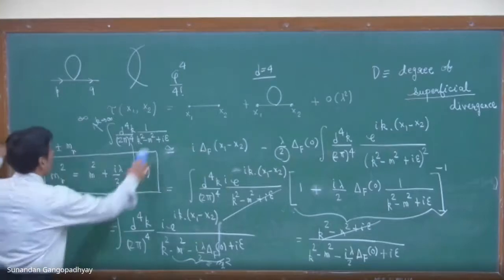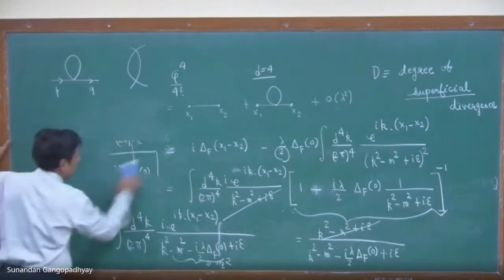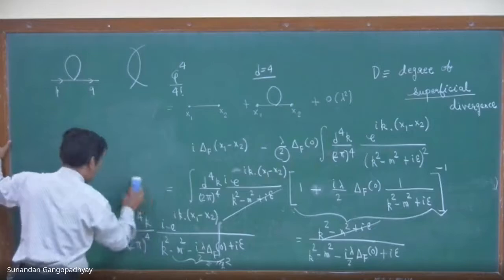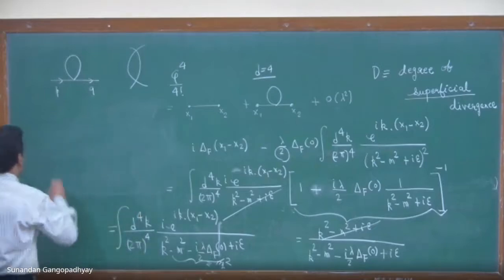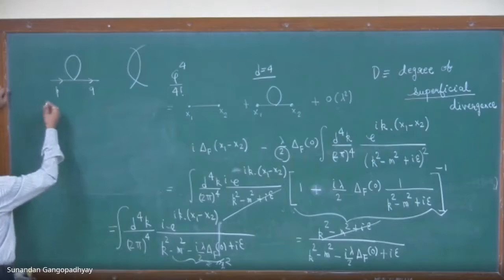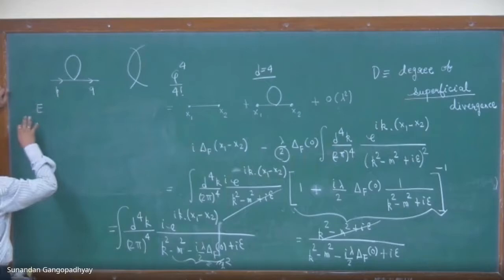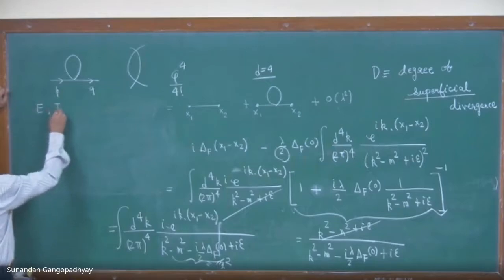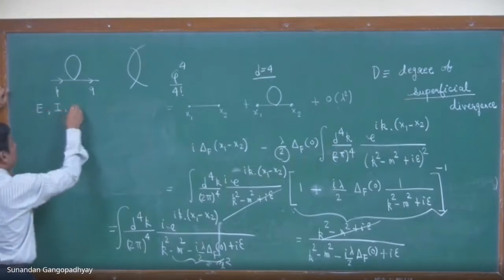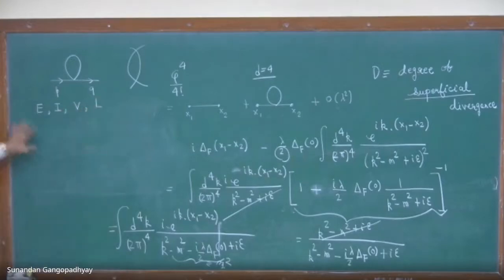So now, let us consider the Feynman diagram. As I mentioned, in many Feynman diagrams the anatomy is as follows. You will have external lines, you have propagators which are internal lines, you will have vertices, and you will have loops. These are the 4 things that you have in the Feynman diagram.